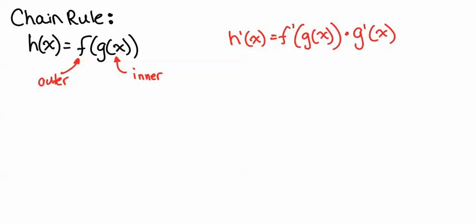Okay, so let me just do an example and then we're done. Let's say our function was, let's just do an easy one, like 3x squared plus 5, to the power of 4. Okay, so we've got two functions. We've got the inner function, which is 3x squared plus 5, and the outer function, which is something to the power of 4.